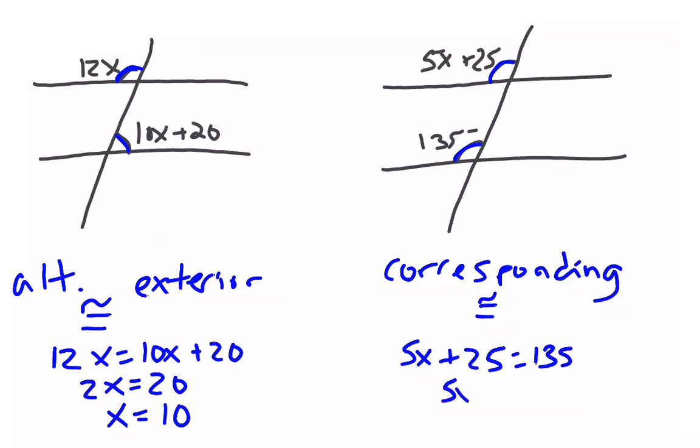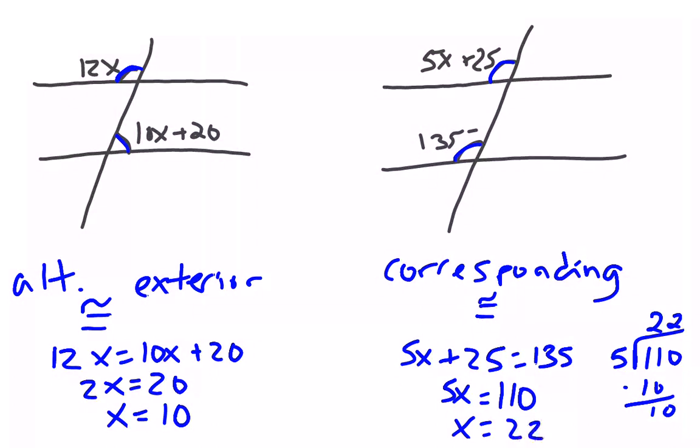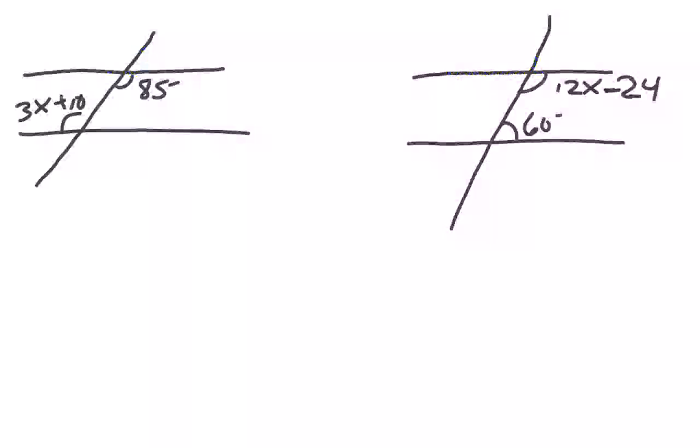And I have another two-step equation. So 5x equals, subtract 25 from both sides, and I get 110. And then I'm going to divide 110 by 5. And so we are going to get 22 for x. Moving on. The next ones I noticed they're on the inside, so they're interior. And they're on opposite sides, so they're alternate interior angles, which are congruent.